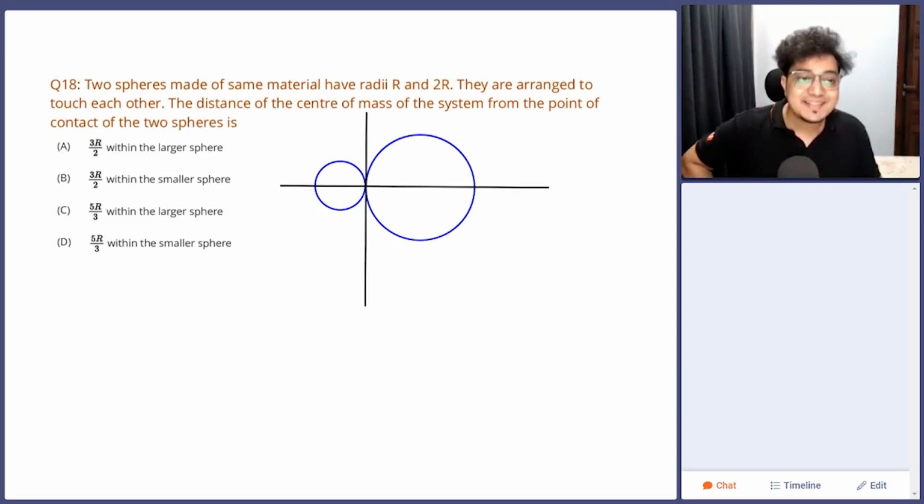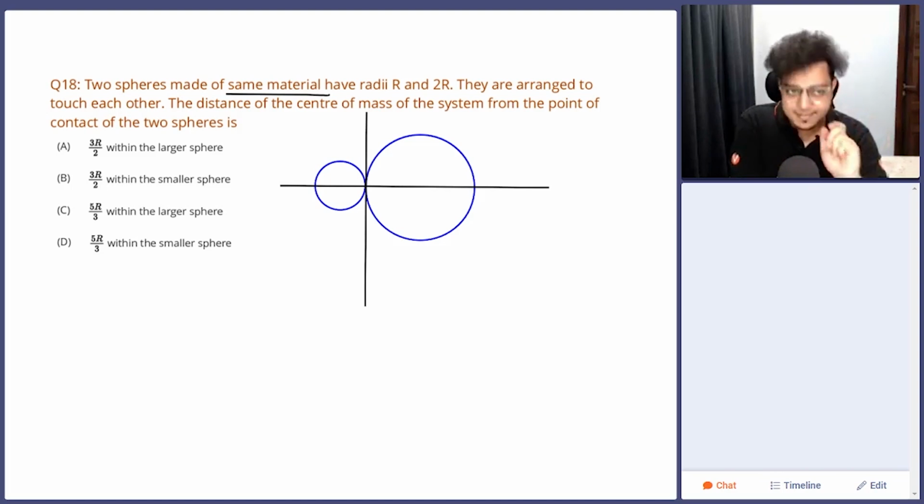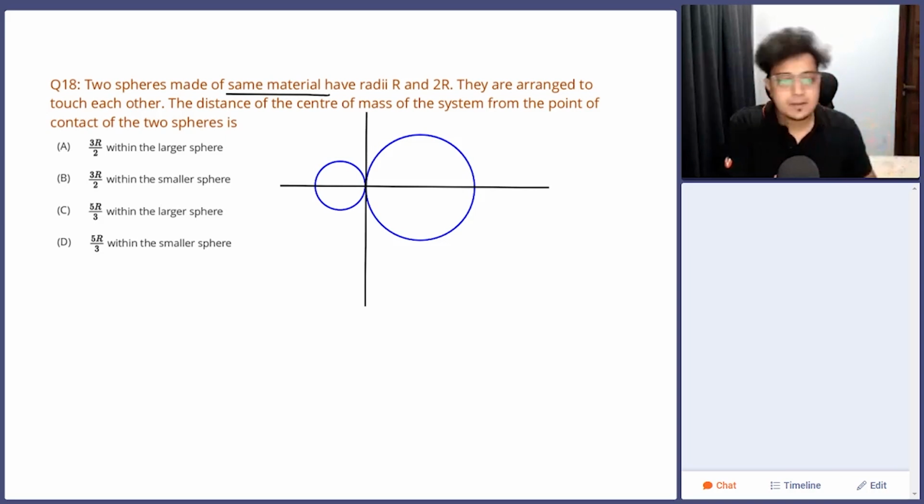Same material means what? Their density is the same. They are arranged to touch each other, as you can see in the diagram. Find the distance of the center of mass of the system from the point of contact of the two spheres. So what I've done is taken the point of contact of the two spheres touching each other to be the origin, as the reference system.